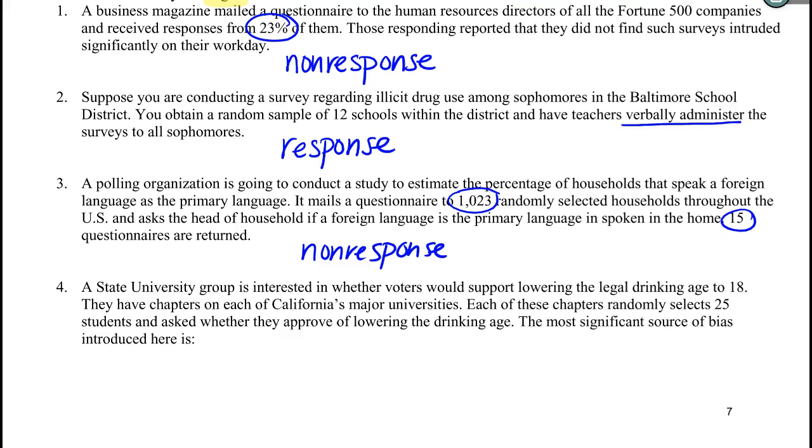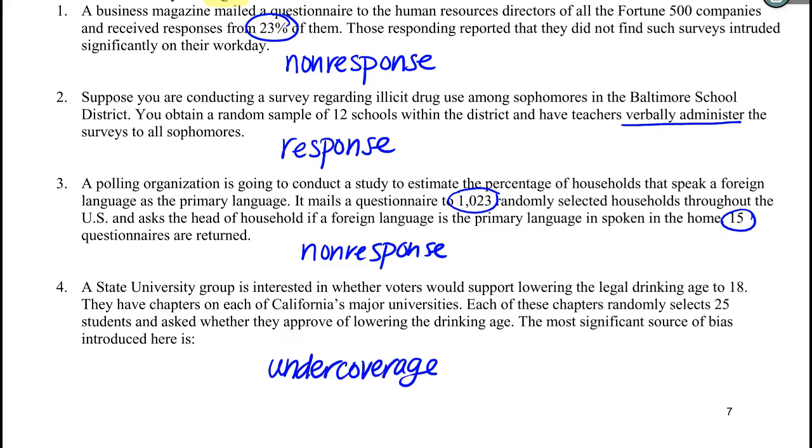And the last one, a state university group is interested in whether voters would support lowering the legal drinking age. They have chapters on each of California's major universities. Each of the chapters randomly selects 25 students and asks whether they approve of lowering the drinking age. The most significant source of bias should have been undercoverage.